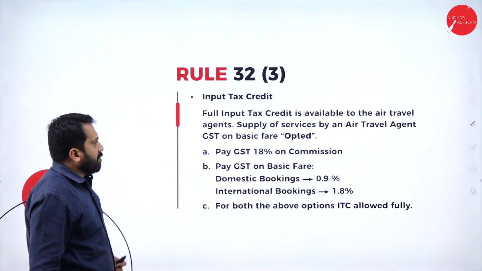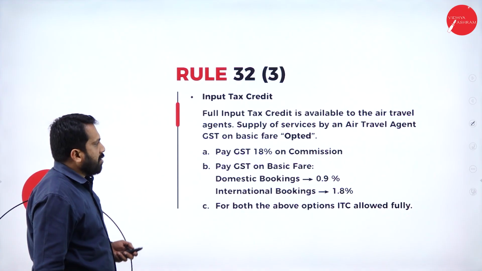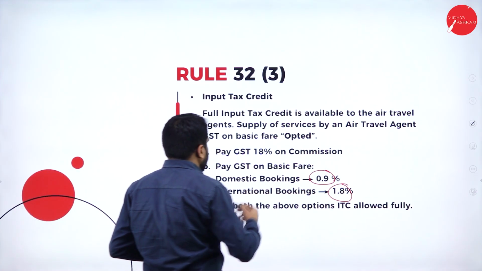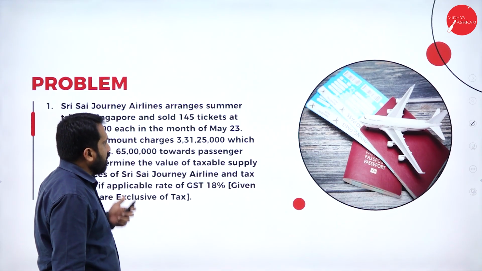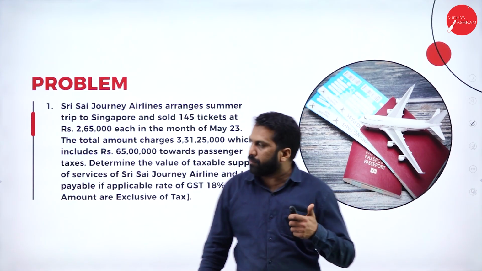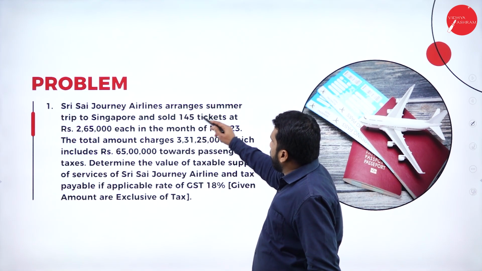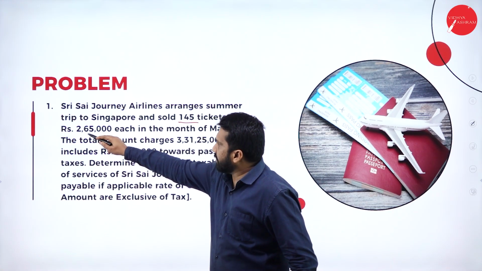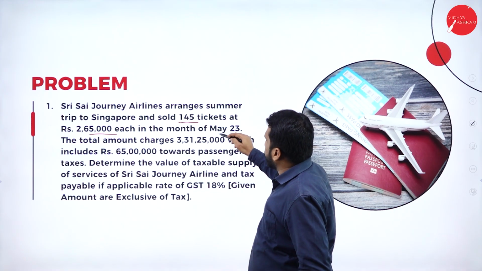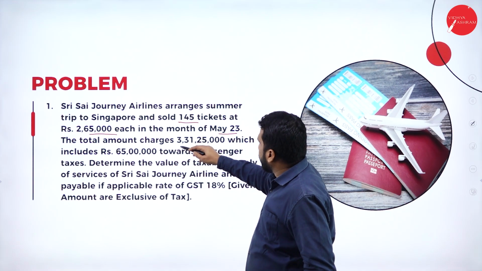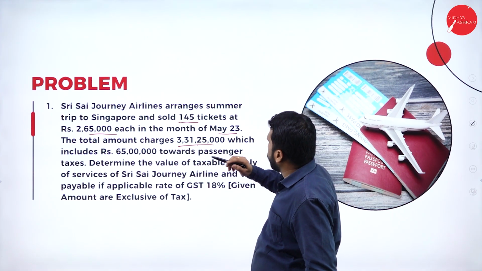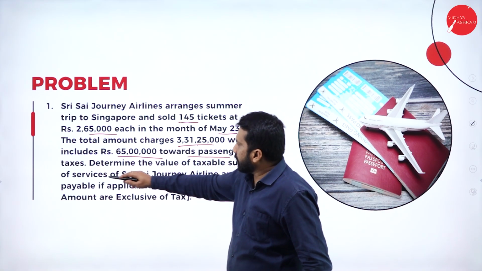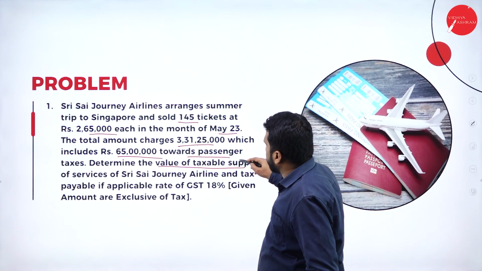Pay GST 18% on commission, pay CGST on basic fare. See, domestic is 0.9 and this one is 1.8. Based on that only they have done one problem. Airlines sold Singapore 145 tickets at 2,65,000 each in the month of May. The total amount charged 3 crore 31 lakh 25,000, which includes 65 lakh towards passenger taxes. Determine the value of taxable supply.